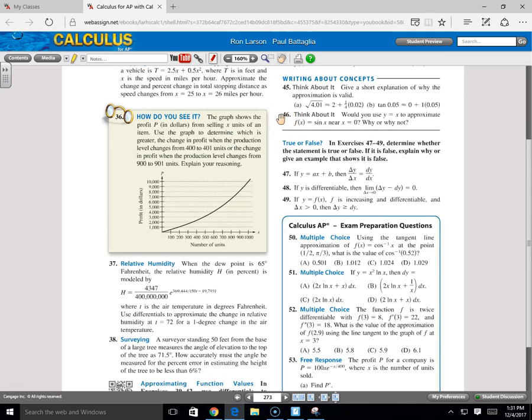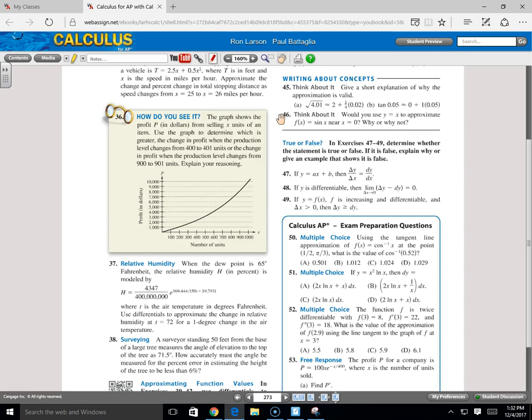They tell us that profit is going up in a concave up fashion, and they're asking whether the change in profit will be greater from 400 to 401 or from 900 to 901. What did you guys answer and why? It is 900 to 901. Ashley got it right. Do you have a reason why? Because the slope is steeper.